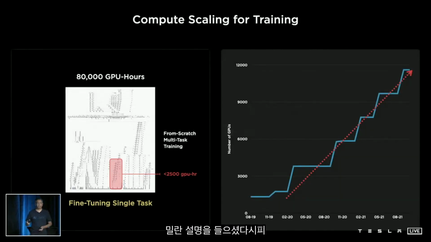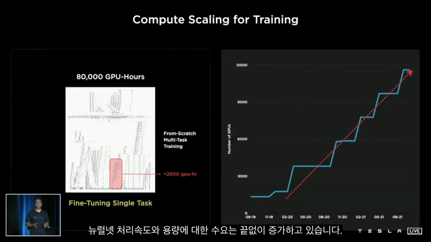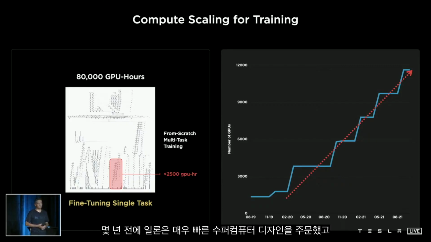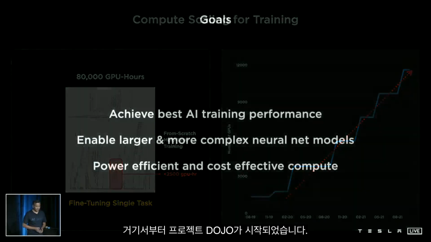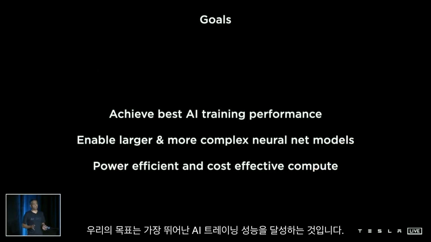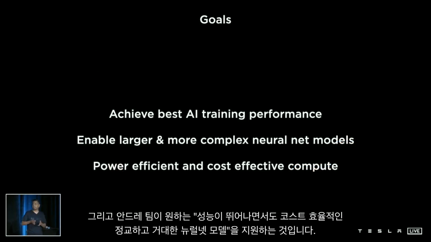As you saw from Milan, there's an insatiable demand for speed as well as capacity for neural network training. Elon foresaw this, and a few years back, he asked us to design a super fast training computer, and that's how we started Project Dojo. Our goal is to achieve best AI training performance and support all these larger, more complex models that Andrej's team is dreaming of, and be power efficient and cost effective at the same time.